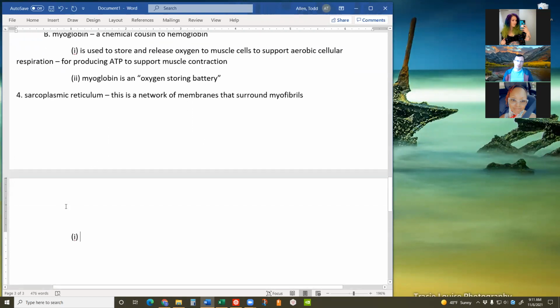So the sarcoplasmic reticulum is a network of membranes. It wraps around things called myofibrils, which we haven't defined yet. The sarcoplasmic reticulum is super important because it will be used to store calcium, and at an appropriate time, release the calcium to trigger muscle contraction.